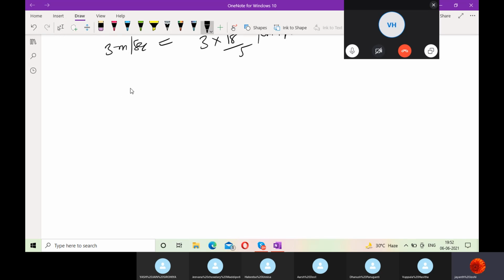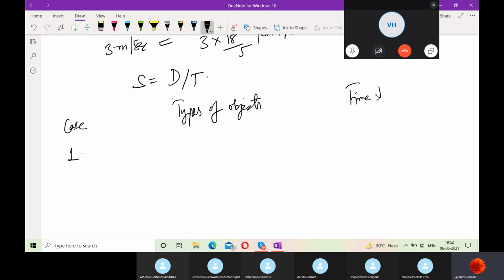You know, always the basic formula for speed is distance by time, correct? So taking this distance by time formula as a base, we would now try to derive the formula for four cases. These are the four cases which you will come across in problems of trains chapter. Case number one. I'll make a tabular form here. Case one. Types of objects and time to cross.